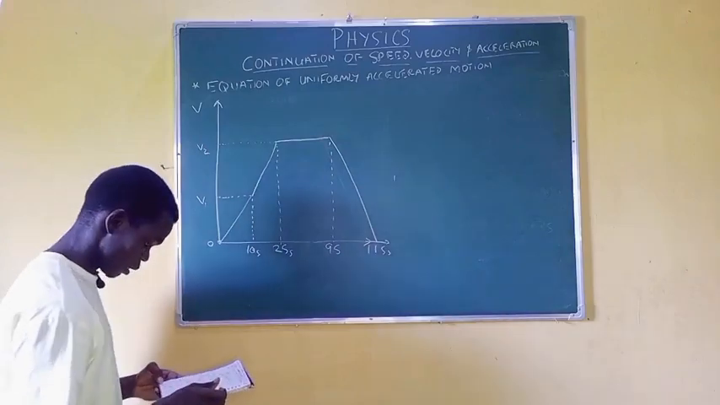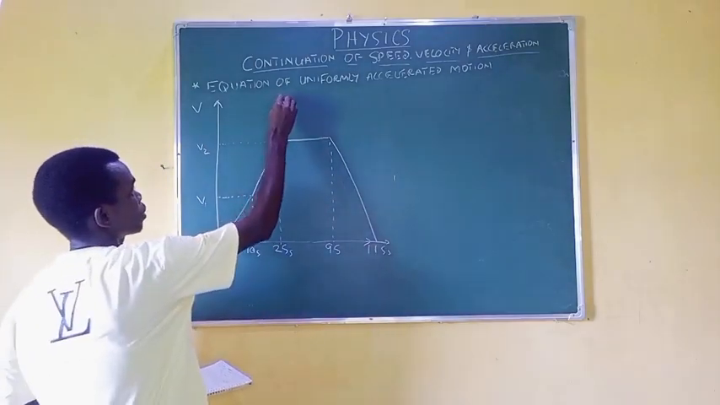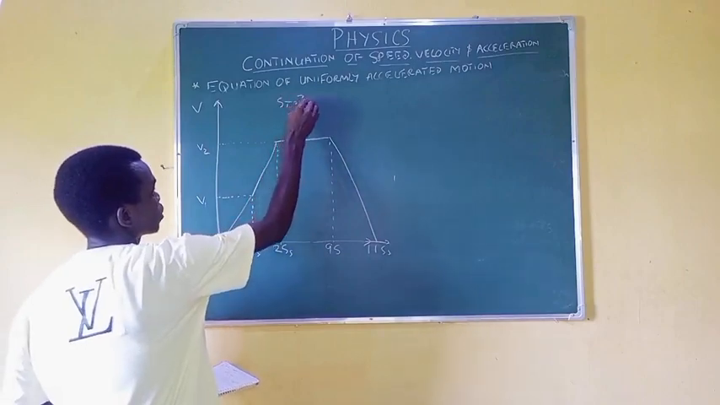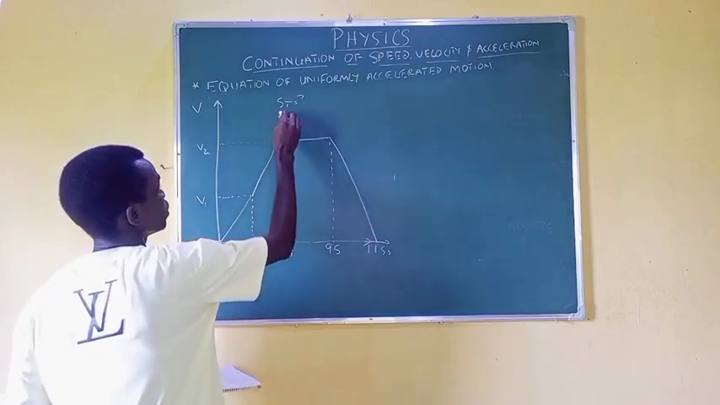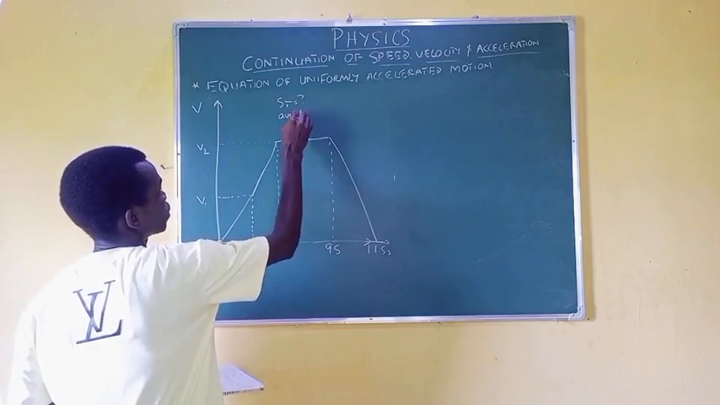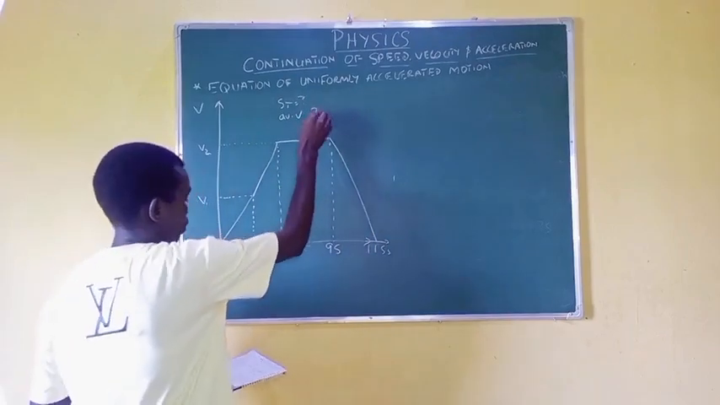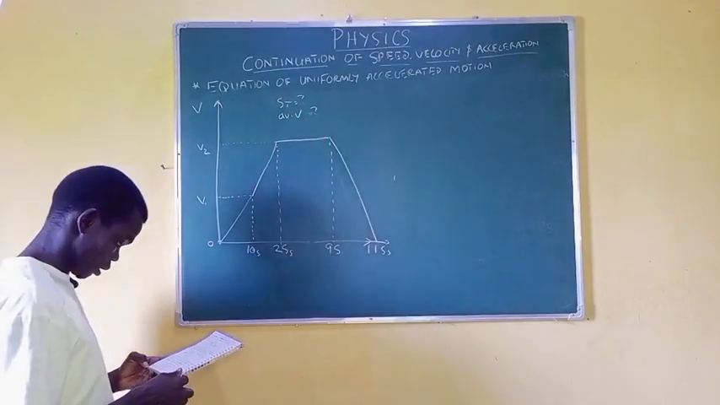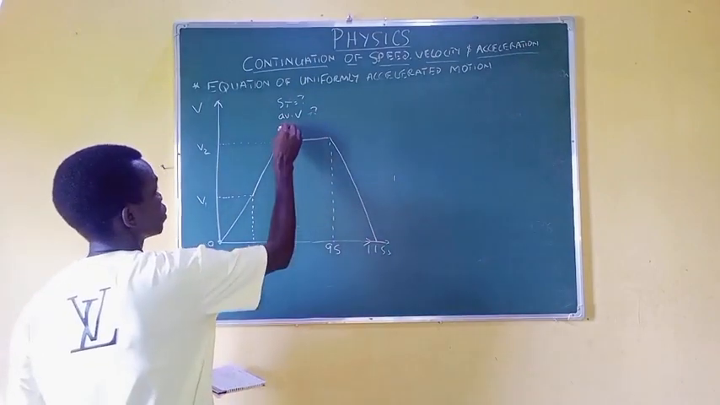We are asked to calculate the total distance. We are also asked to calculate the average speed, and we are asked to calculate again the average retardation.